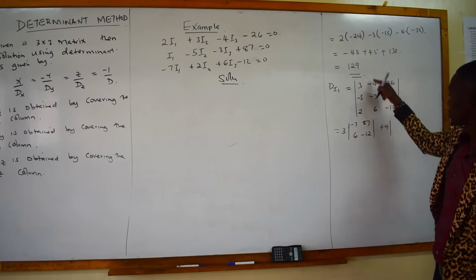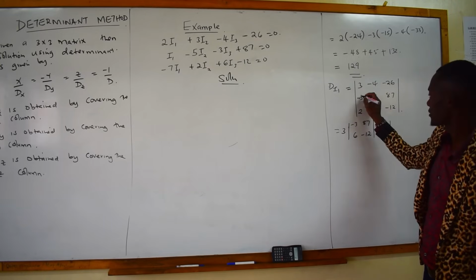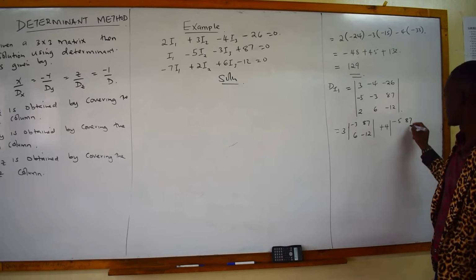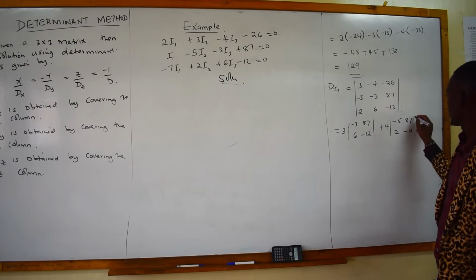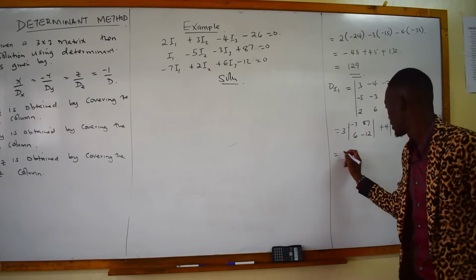So closing this and this, you shall remain with 5. Closing this and this, we have negative of 5, 87, 2, and negative of 12. Then lastly, we have a negative of 26, because it's supposed to be a positive, but we have a negative. Closing this and that, we have negative 5, negative 3, 2, and 6.